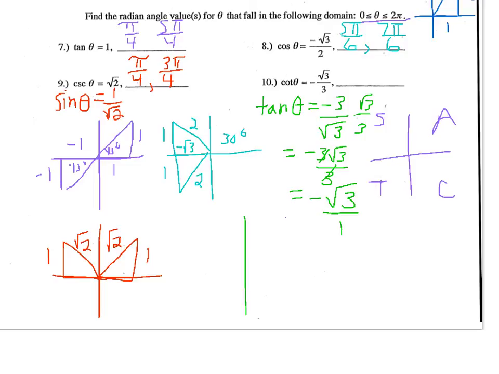So tangent is negative in the second and fourth quadrants. And we know that our opposite side is √3 or -√3. And our adjacent side is 1 or -1. So we must be dealing with a 60-degree angle, which is the pi over 3s. So since we're in the second quadrant, we have 2 pi over 3 as one of our answers. And in the fourth quadrant, we have 5 pi over 3.